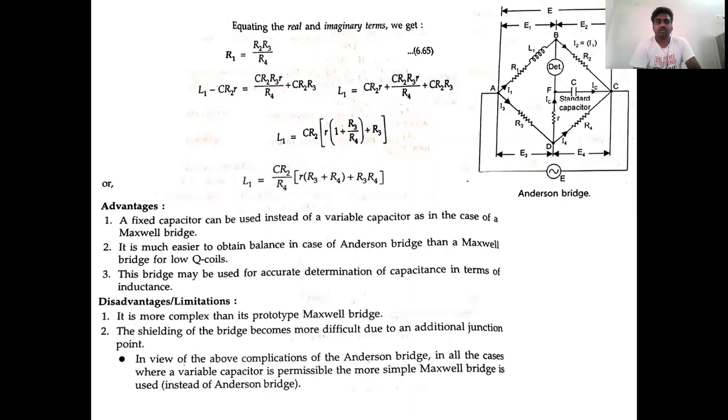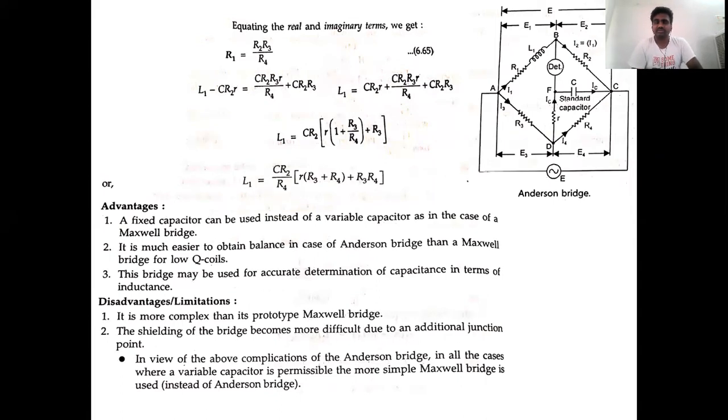Okay, so what is the common expression? Common expression is C R2. Take that outside, that is L1 is equal to C R2 into R of 1 plus R3 divided by R4 plus R3. Okay, so that is about the unknown resistance and unknown inductance calculation.